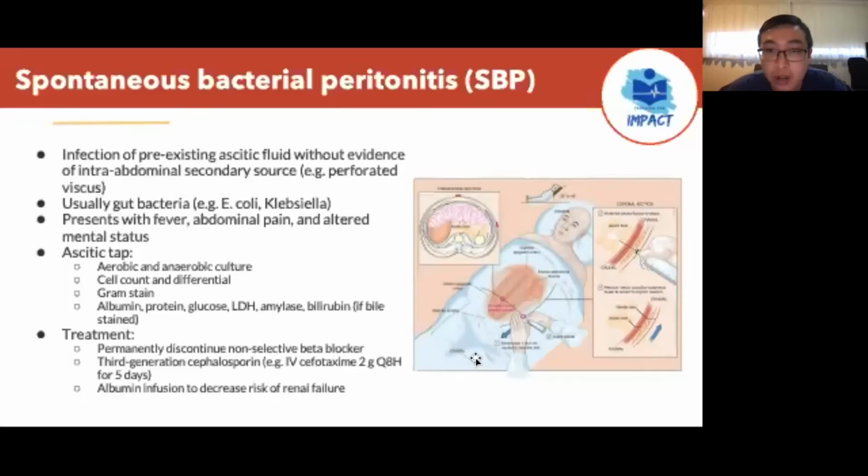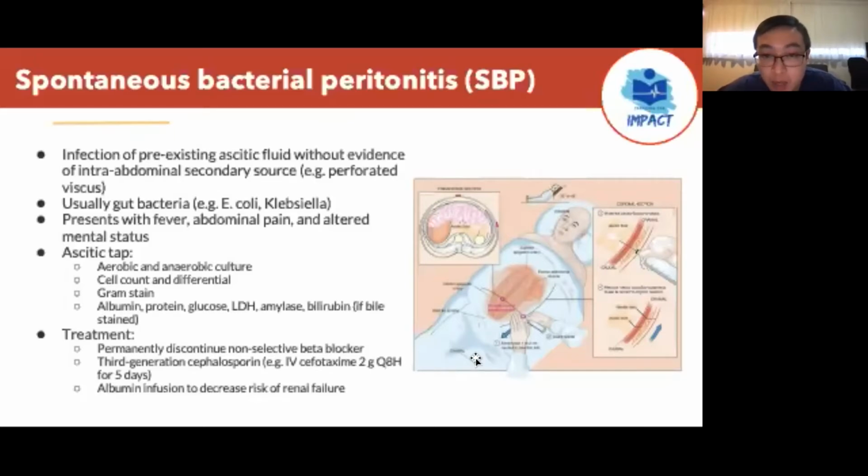Now, the diagnosis of SBP is made if the neutrophil count in the acidic fluid is above 250 cells, or the culture results, so in the blood culture bottles, come back positive for any organism, and secondary causes of peritonitis, such as a perforated viscus, are excluded. So the treatment of SBP, like DKA, consists of 3 components.